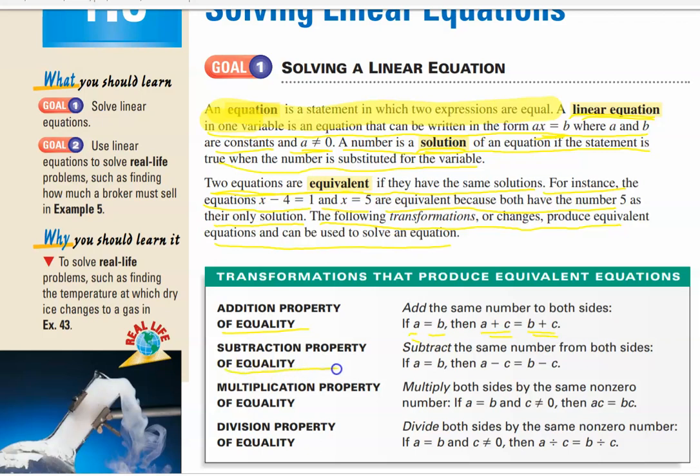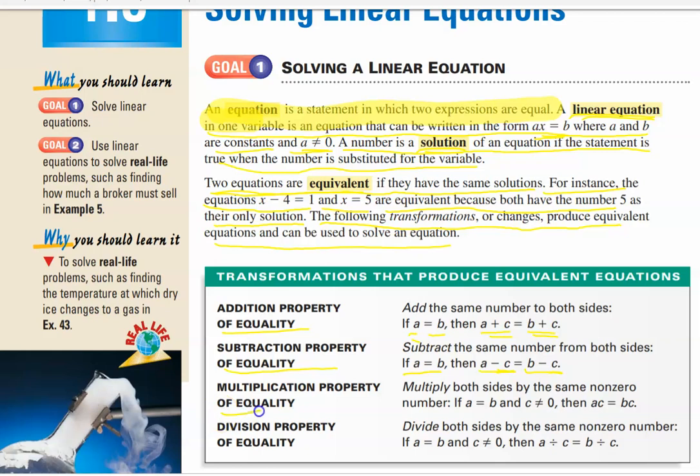The subtraction property of equality. You can subtract the same number from both sides, and it will still be true. So if a equals b, then I can say a minus c equals b minus c. They both have subtraction of c on both sides, making the equations still equal to each other.